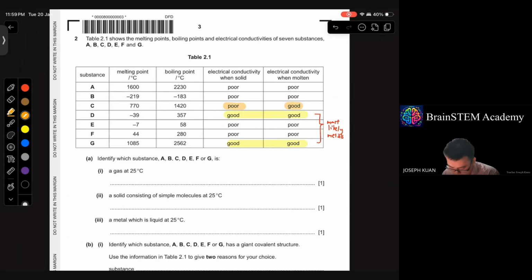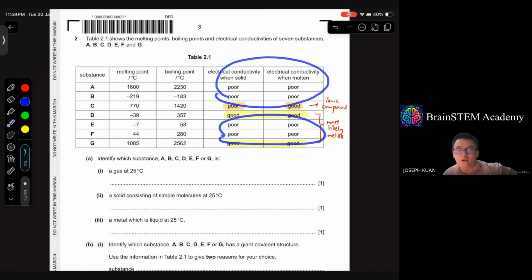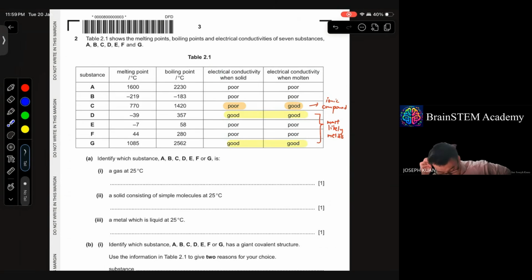Okay, now, and then we look at one special case, which is this one, right? It has poor electrical conductivity when solid, but good electrical conductivity when molten. So it means that this must be an ionic compound, okay? Because ionic compounds in solid state, the ions are not free to move to carry the charge, but in molten or aqueous state, the ions become free to move, so they can carry the charge forward. Okay, so the rest have poor electrical conductivity, no matter the state, means that they are most likely non-metals, covalent molecules. Okay, so that's how we approach this question.